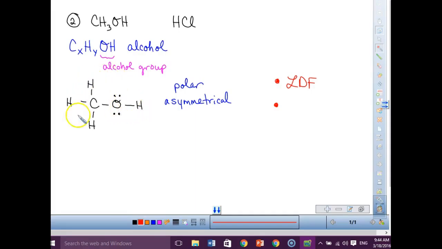So what will happen is if you have another one of these, that really positive hydrogen on another one would be attracted to that oxygen there. So I'm just going to abbreviate HB there.